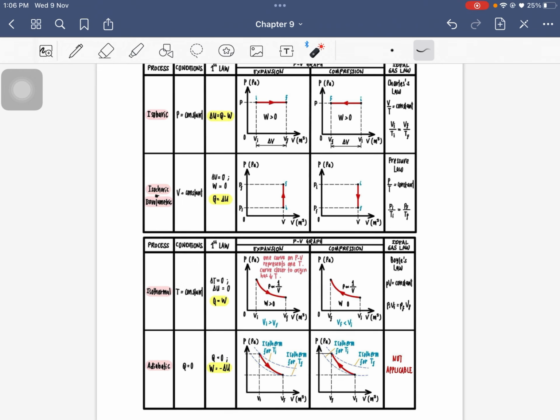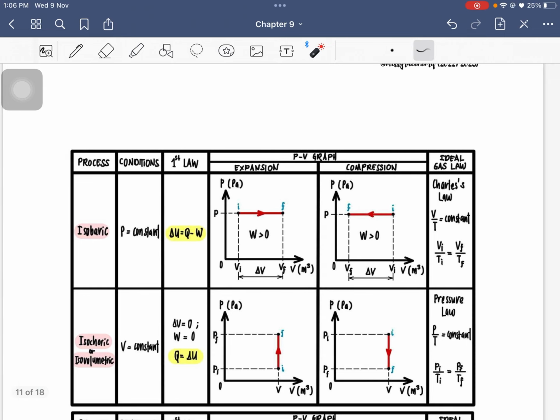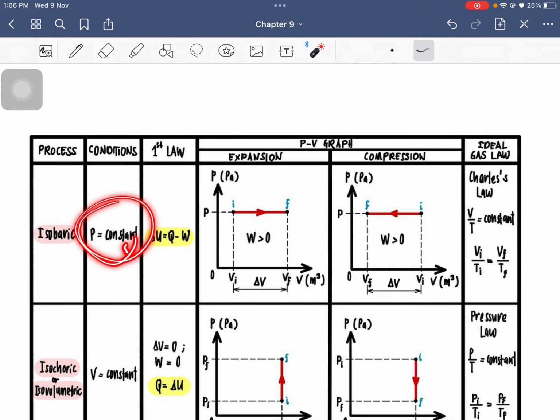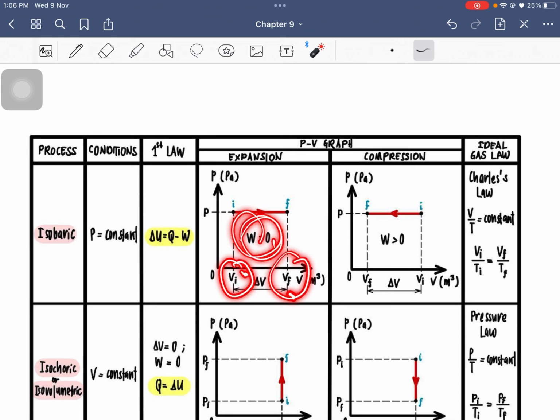For the isobaric process, remember the pressure is constant. So for the first law of thermodynamics, you just apply the formula as is. The sign convention for all of these refers to subtopic number 3. For the PV graph of an isobaric process, the pressure is constant, so we have just one line like this. It can either expand or compress. For this one it expands, from a small volume to a large volume. So work done should be positive.